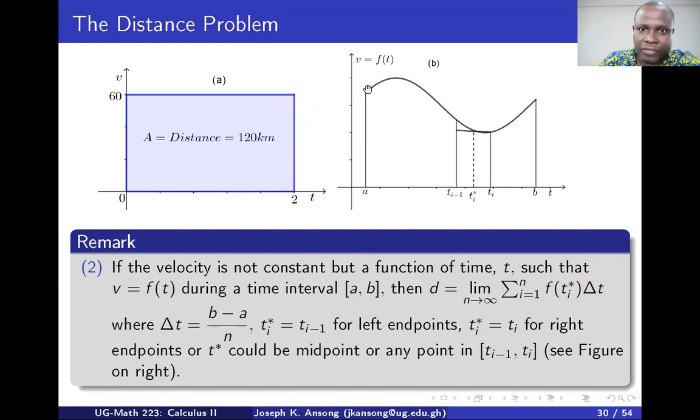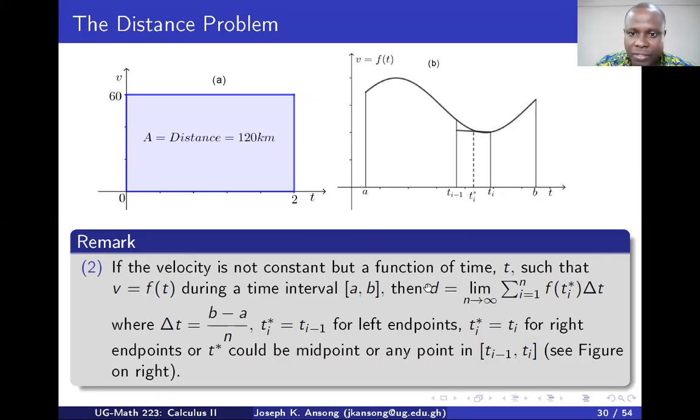The velocity is a function of time. It's changing with time. So knowing that the velocity is changing with time, can you still compute the distance that is covered by the object? That is the main question about the distance problem. And the answer is yes, of course. We can just use what we learned under the Riemann sums to do that.